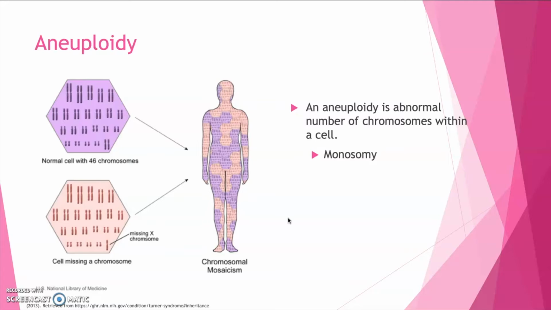In the image, the genetic makeup of a person is shown. The purple is showing having all 46 chromosomes, and the pink is shown to have a missing X chromosome. The missing X chromosome is what results in the name monosomy.